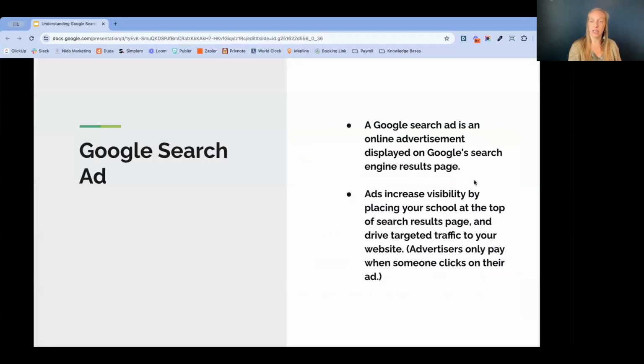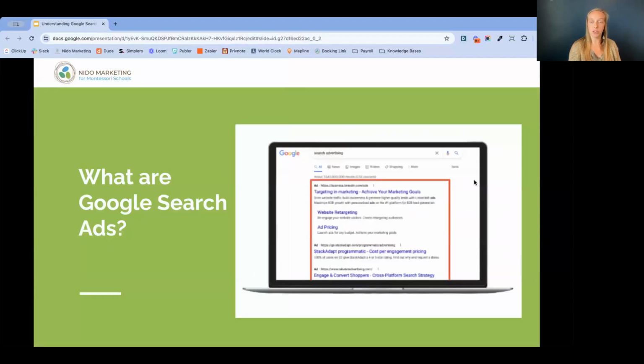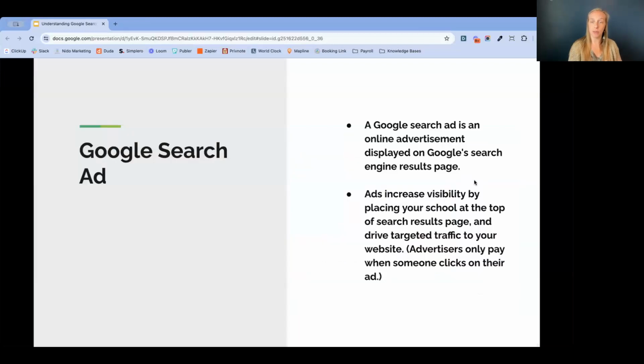It's an online advertisement displayed on the search engine results page. Ads increase your visibility by placing your school at the top of the search results. This is going to drive that targeted traffic to your website. So if we go back and look at this picture, let's say the search is for schools, you would be at the top of the page and it's going to be linking to your school's website. One thing to know about this is that you only pay when someone clicks on your ad.